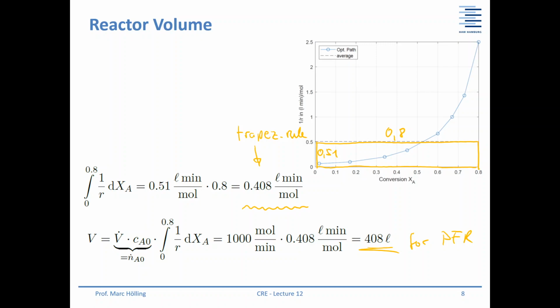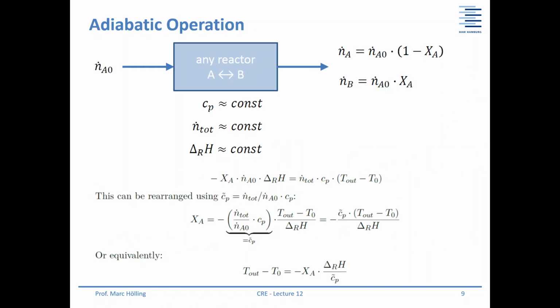Okay, so this is the case where you have perfect temperature control. Perfect temperature control is not so easy to achieve, especially if you have reactions in the gas phase. Heat transfer in the gas phase is always difficult to achieve. You have low heat transfer values, that's why it's not that easy. But what is rather easy to achieve is adiabatic operation. So for this we need some simplifications.